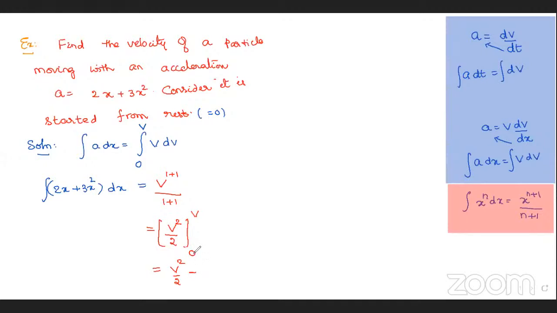Minus, later you have to substitute the lower limit. Lower limit is 0, Nana. So 0 square by 2. Okay, this is the way how to substitute the limits. Then you will get here on the right hand side that is equals to v square by 2. It appeared to be very easy. Okay, come back to right hand side.